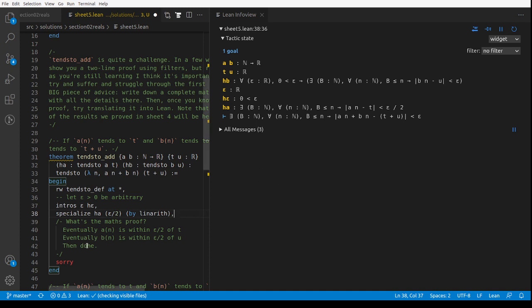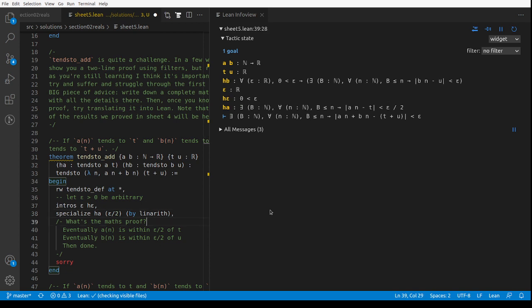You see, eventually, what does this mean? What does this really say? It means there exists. What are we actually trying to do at this point? We're trying to come up with a bound, right? Where's this bound coming from? We need a bound such that if n is bigger than the bound, then an plus bn minus t plus u is less than epsilon. So where's this bound coming from? Well, you see, HA has given us a bound. HA says we have a bound such that beyond that bound, an minus t is less than epsilon over 2. So we want that bound, right?